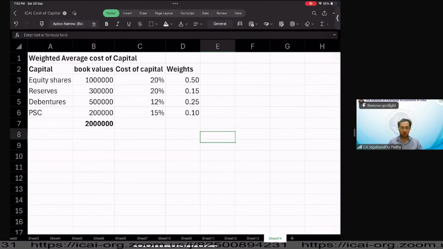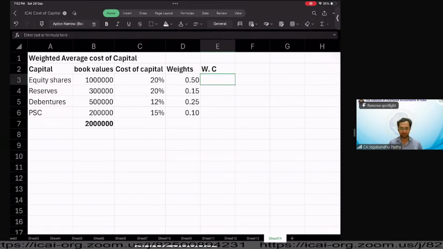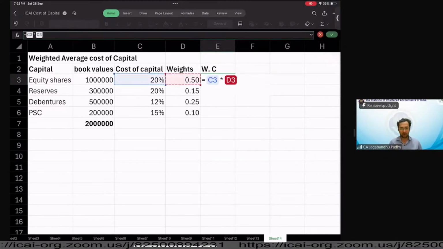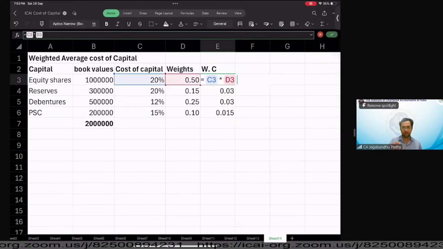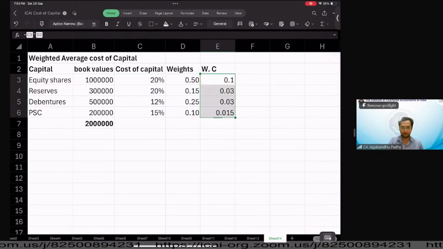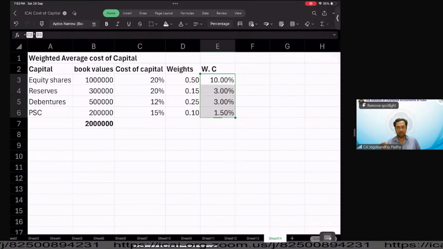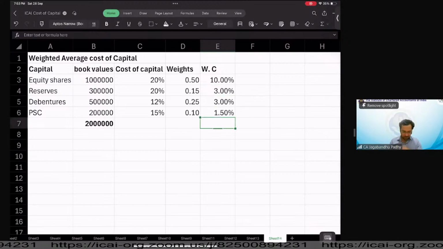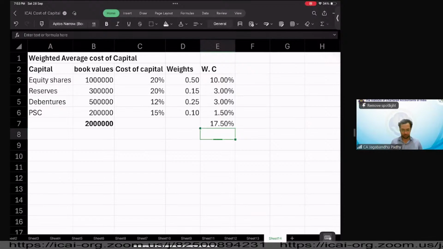We have these weightages. Now, how to get the weighted average? Obviously, weights into cost, so cost of capital into weights. Simply take the multiplication, right? So we just multiplied the cost with the weightage, and then we take a summation of this entire thing.